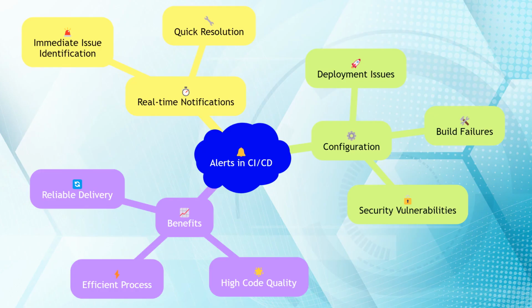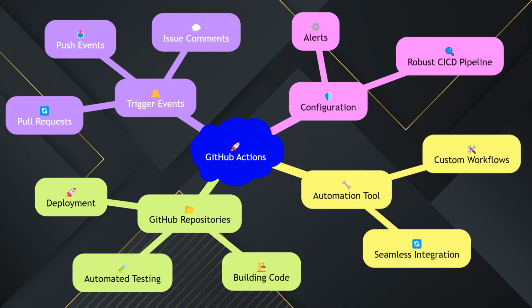Alerts play a vital role in continuous integration and continuous deployment, CI/CD, by providing real-time notifications about the state of the pipeline. They help teams quickly identify and resolve issues, ensuring that the development process is not hindered. Alerts can be configured for various events such as build failures, deployment issues, or security vulnerabilities. By setting up alerts, teams can maintain high code quality and ensure that the software delivery process is efficient and reliable.